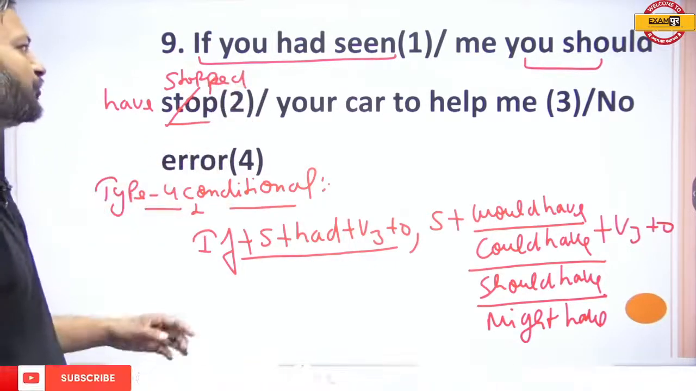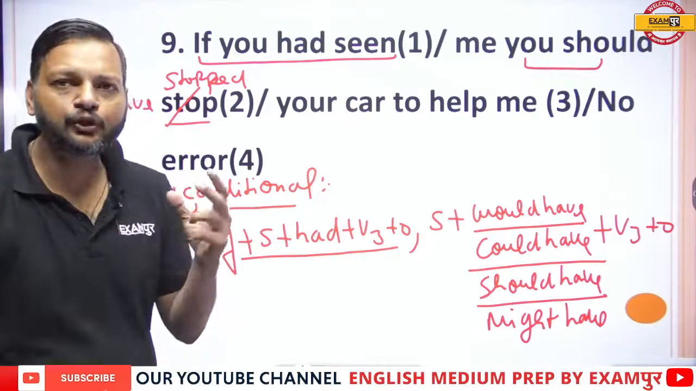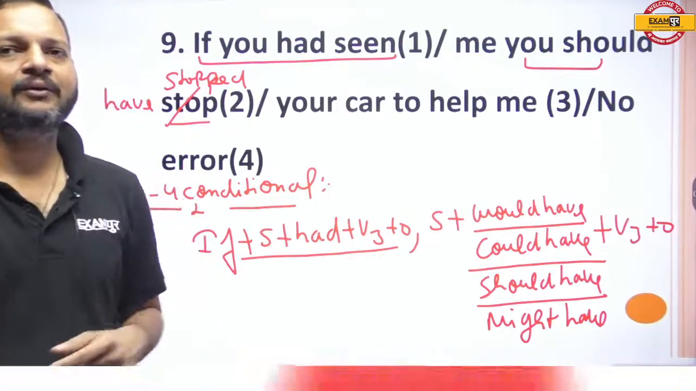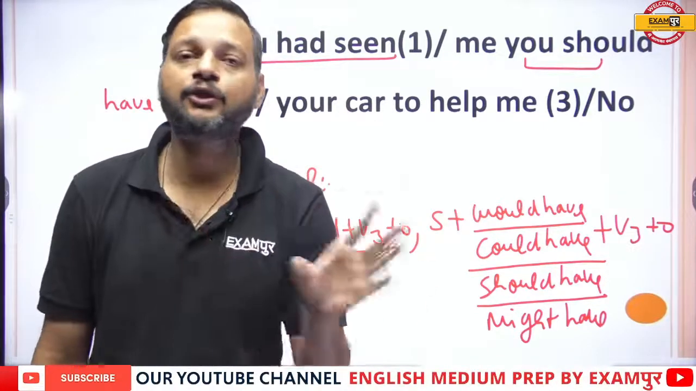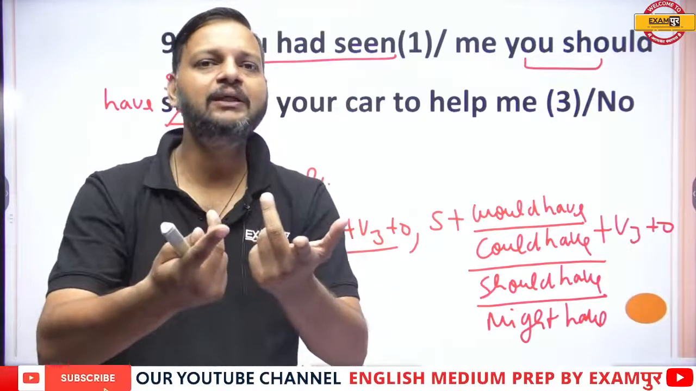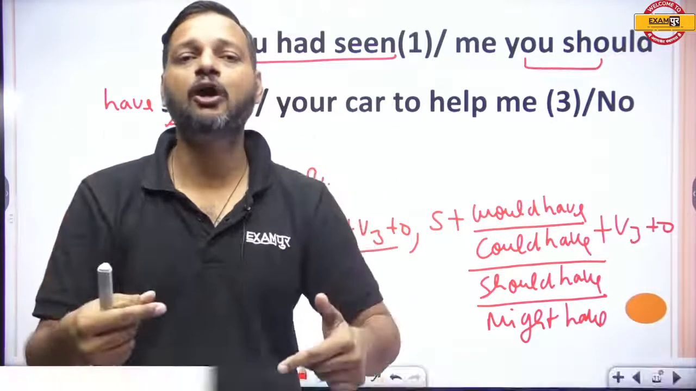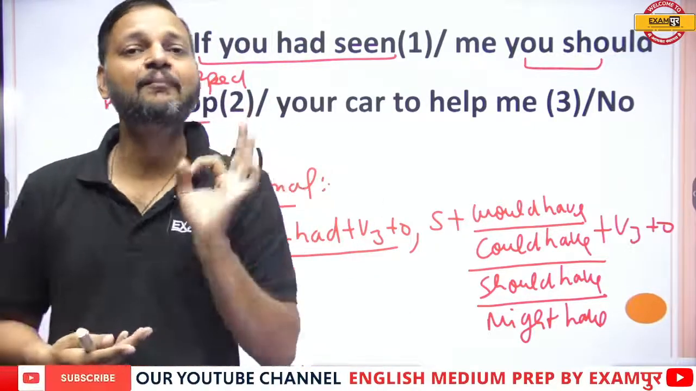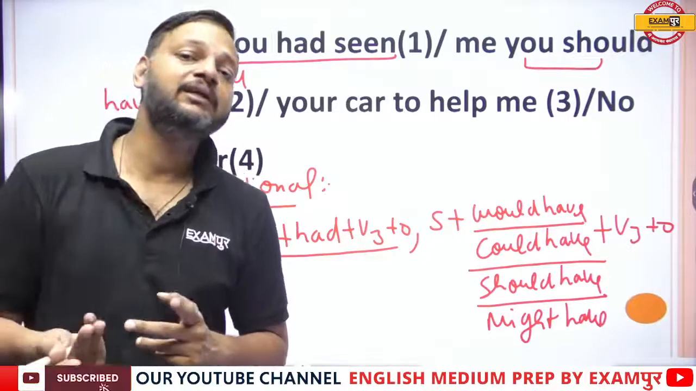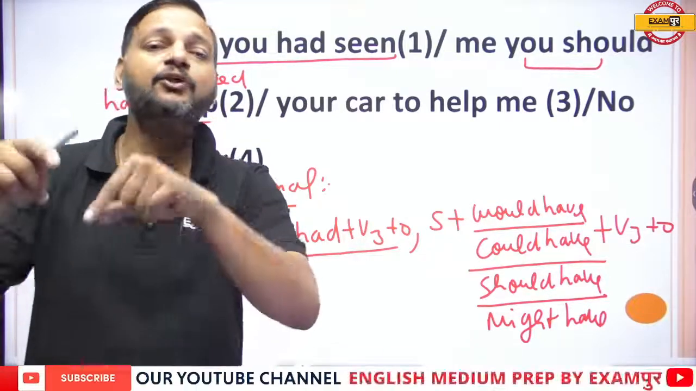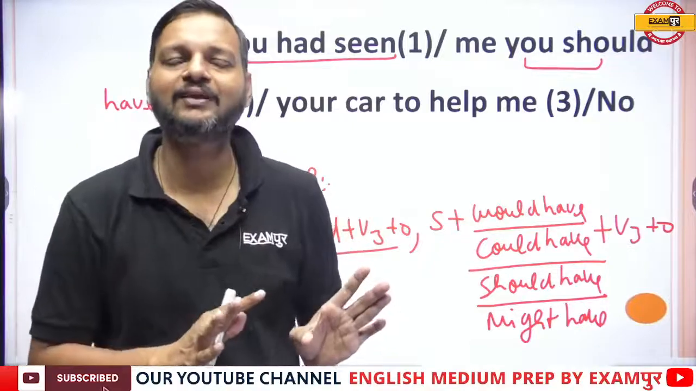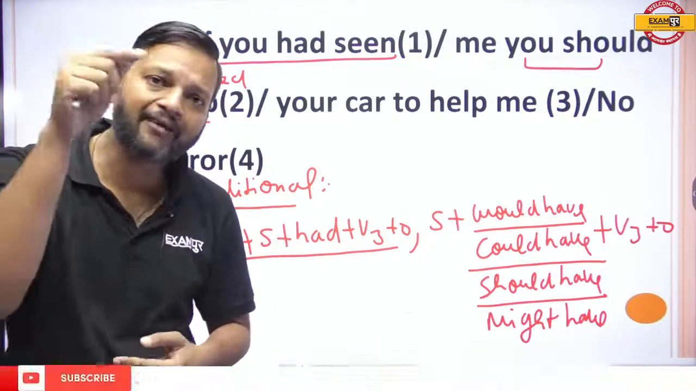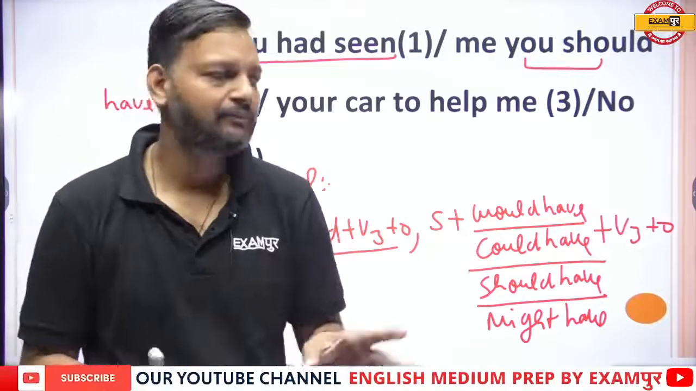Okay, so the sentence would be, if you had seen me, you should have stopped. This sentence means that when you saw me, you did not stop. That's why I am complaining. This sentence gives a sense of complaint. That means you did not stop when you saw me. So I am complaining that you should have stopped when you had seen me, right?